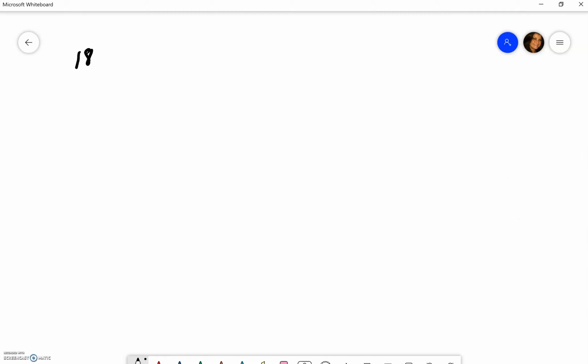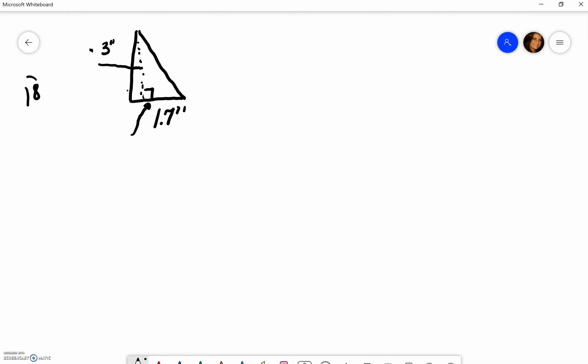Now the last one in your homework is number 18. Now number 18 is going to give you an image of a triangle, and sorry I don't draw the best, so let me do this slowly. Something like this, and then it's going to give you markings like that, and then it's going to let you know that maybe this is 3 inches, and then this one is right here 1.7 inches, and this is number 18. Okay, so the formula is 1/2 times the base times the height.